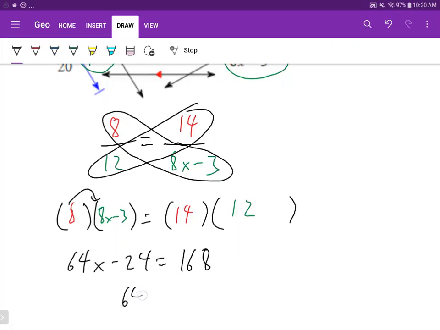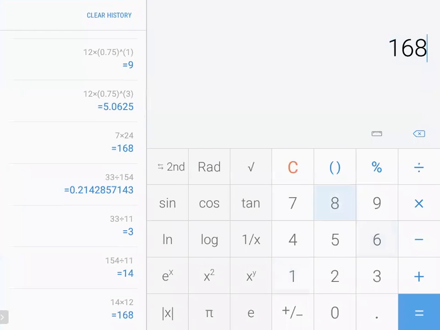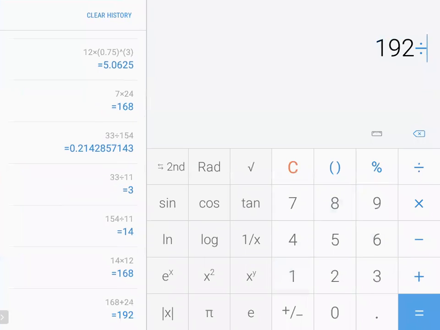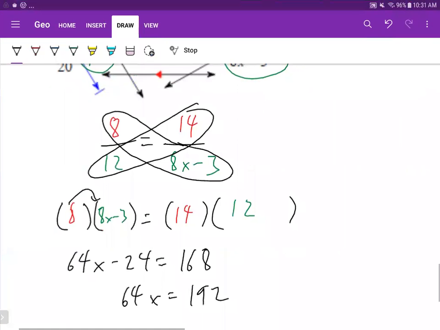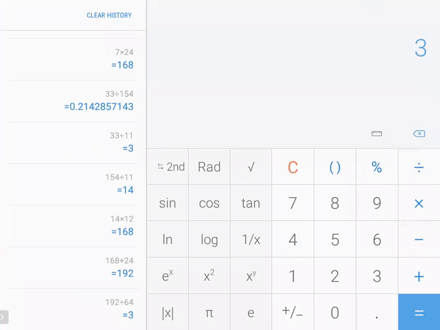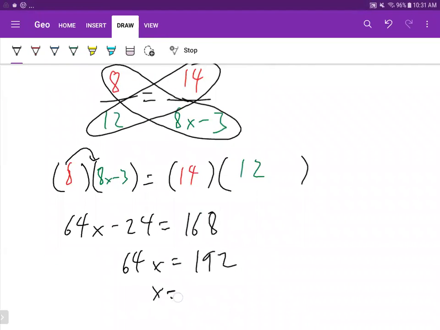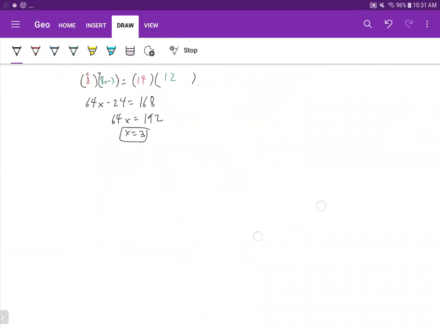So 64x equals 192. 168 divided by, I forgot the number, 54. Answer is 3. X equals 3 for this one. Okay, so those are your examples.